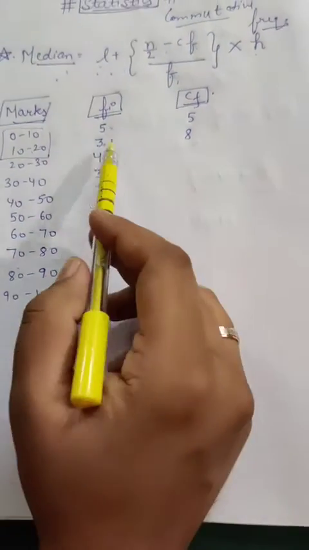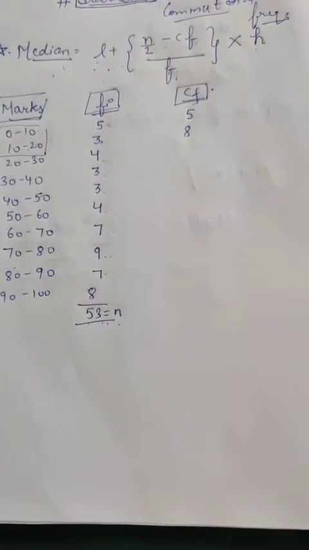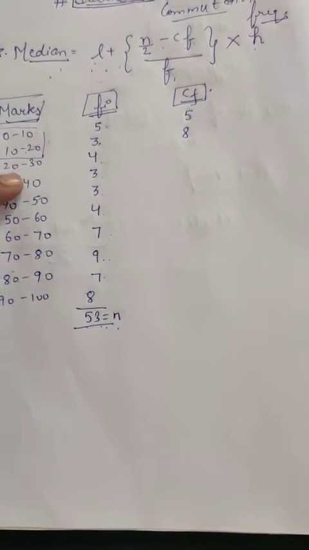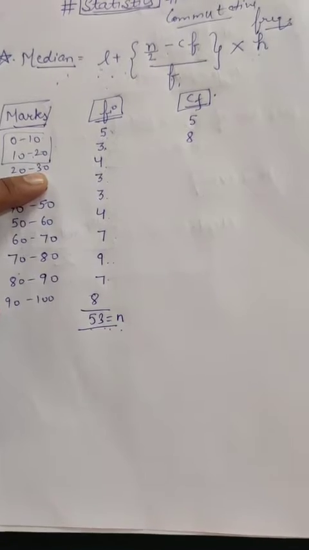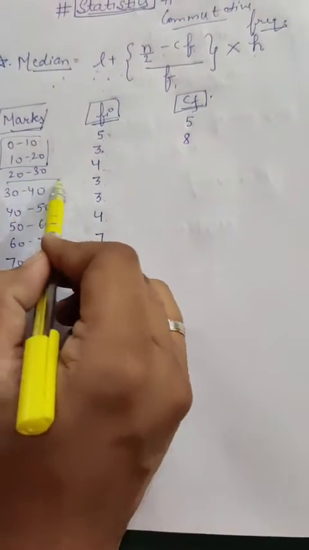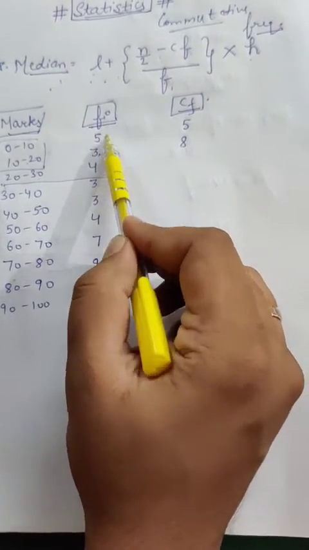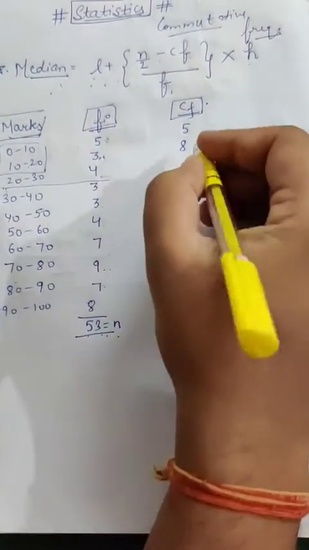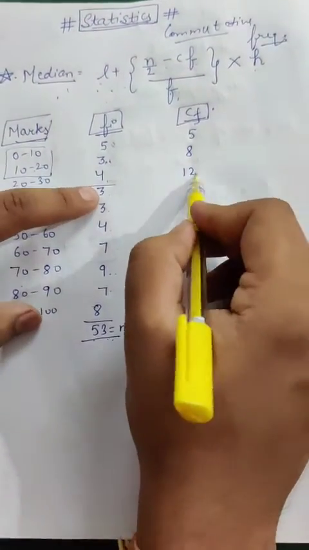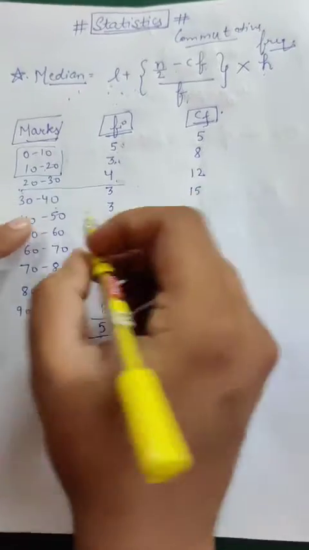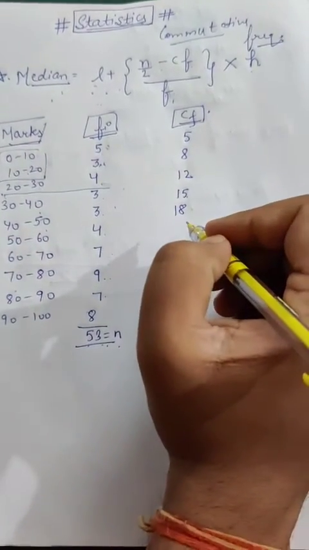So basically cumulative frequency means we have to add up while we are moving forward in less than type. For example, if I ask you the number of students who got less than 30 marks, 5 plus 4 is 5 plus 3 is 8, plus 4 is 12, so here we will write 12. Similarly, less than 40, 12 plus 3 is 15. Similarly, less than 50, 15 plus 3 is 18.